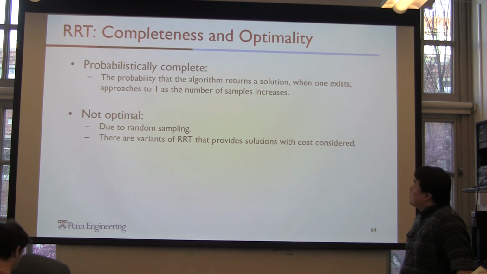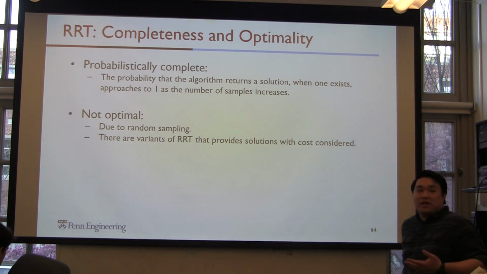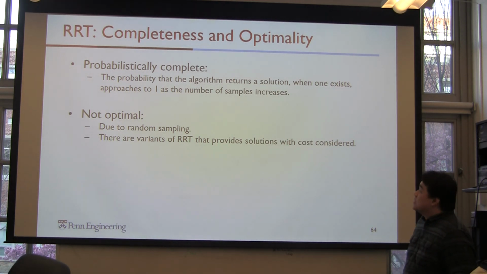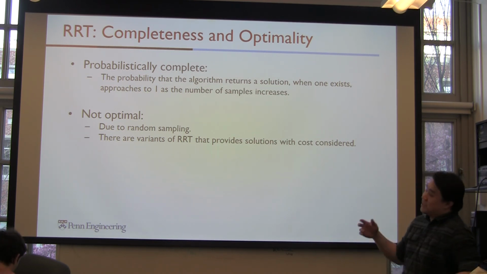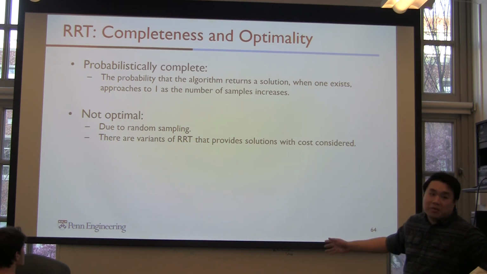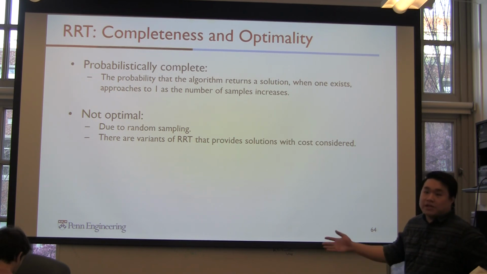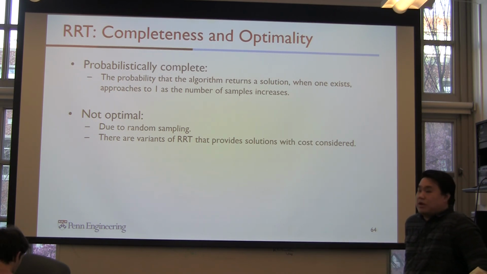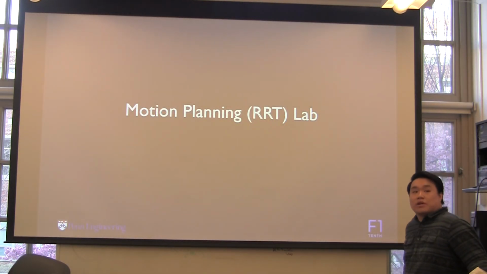RRT is probabilistically complete. Because it's random, there's no guarantee of completeness, but the probability that the algorithm returns a solution when one exists approaches 1 as your number of samples increases. The basic RRT is not optimal, due to the random sampling. There are variants of RRT that keep the cost in mind. As I mentioned before, RRT star is one of them.